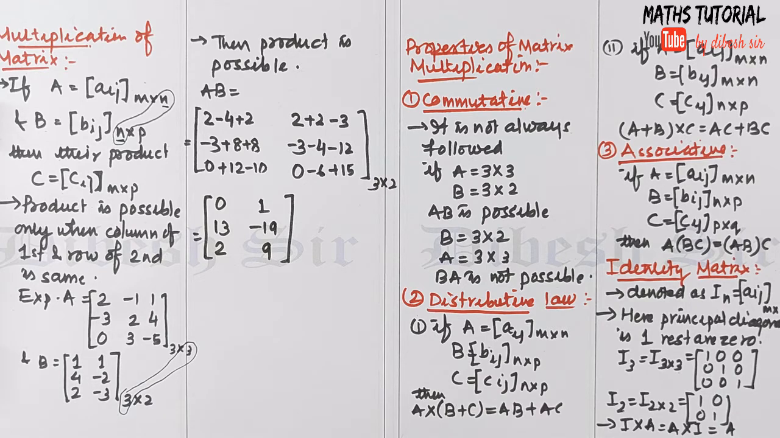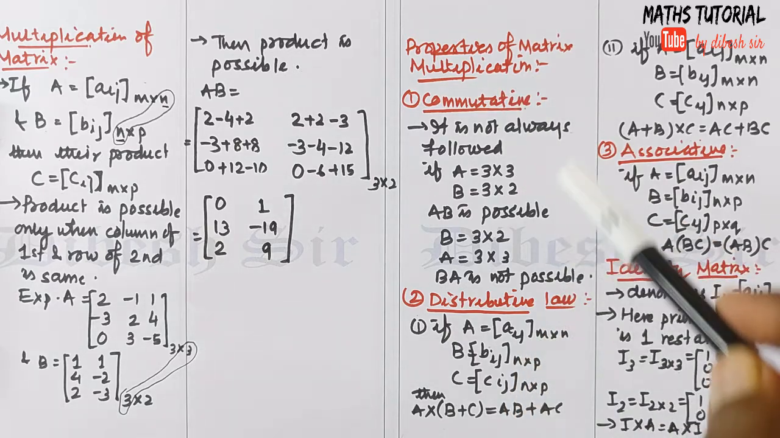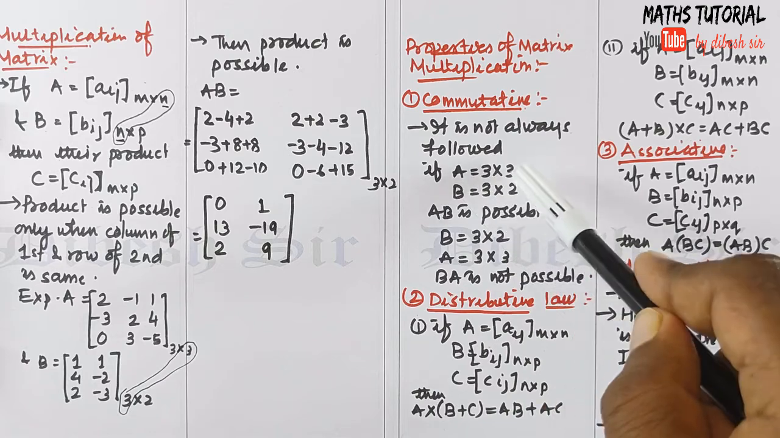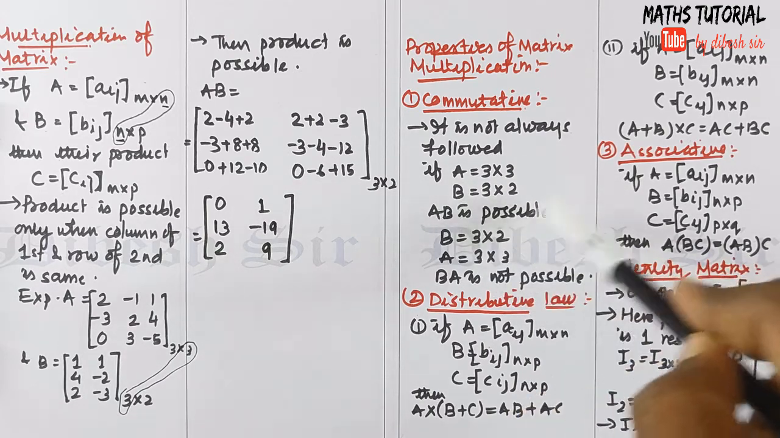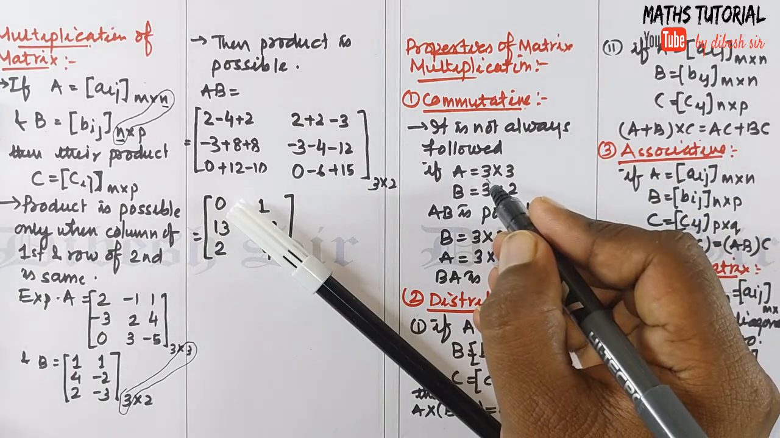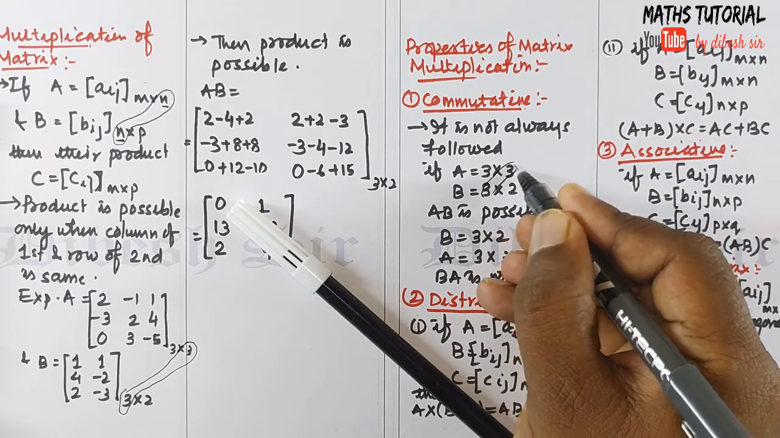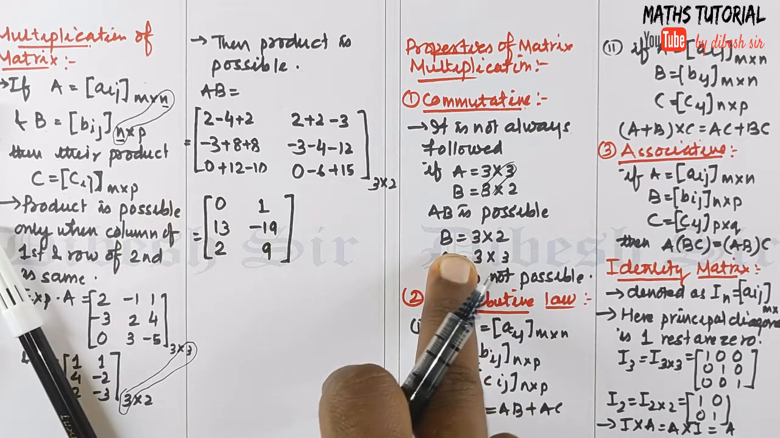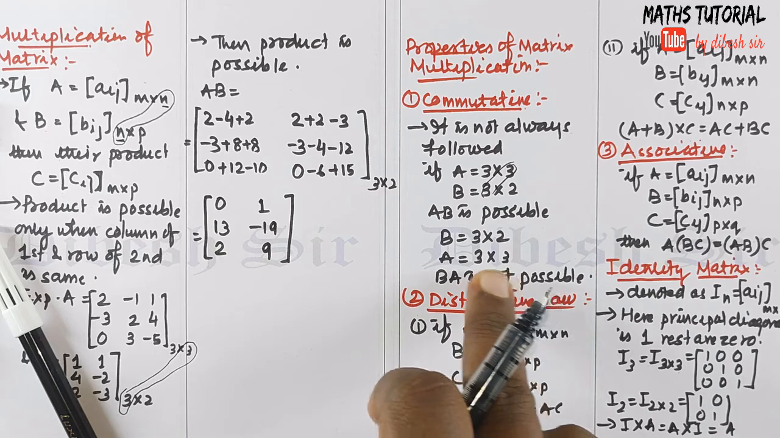Next, properties of matrix multiplication. Commutative. It is not always followed. If A is 3 cross 3 and B is 3 cross 2, AB is possible because the column of first and row of second are both the same. So multiplication is possible. But if you reverse it, that is B is 3 cross 2 and A is 3 cross 3.